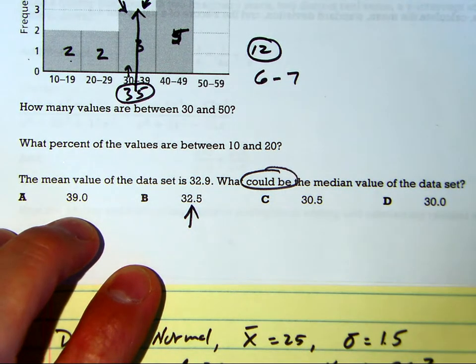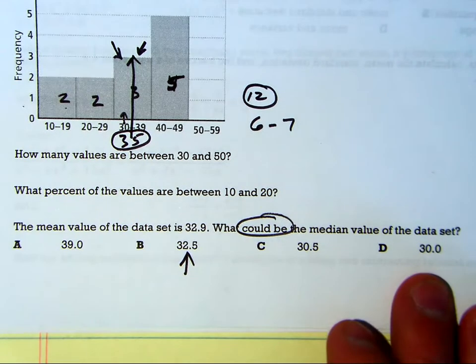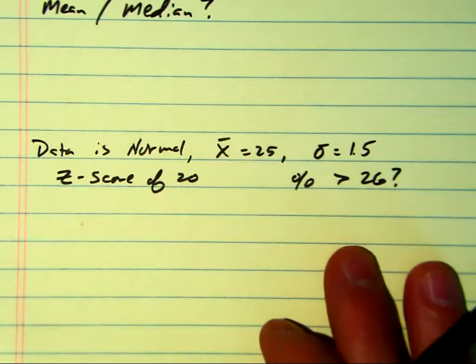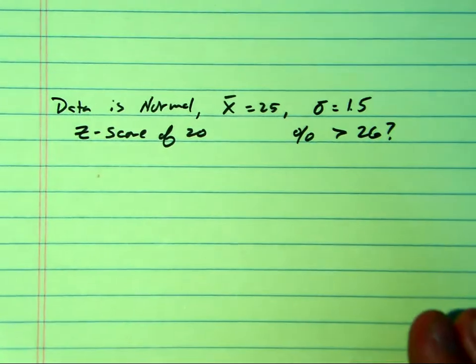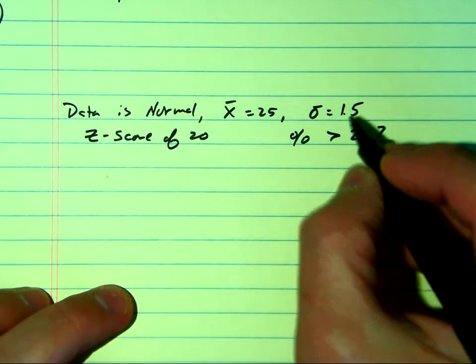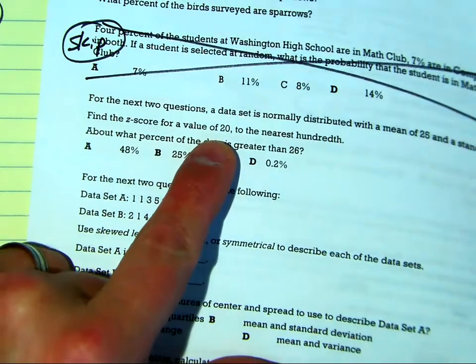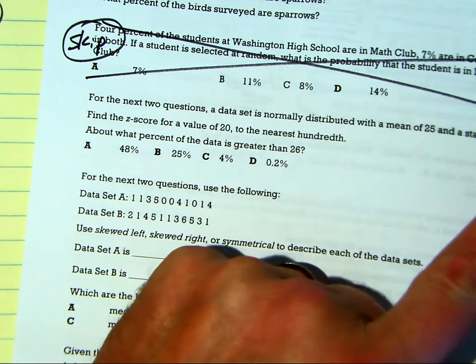Okay? Does all that stuff make sense for how to interpret the data on the histogram? That took too long. Let's go real quick. Here I have a data distribution that's normal. The mean is 25 and the standard deviation is 1.5. Let me turn the page here. Mean is 20, standard deviation of 1.5.